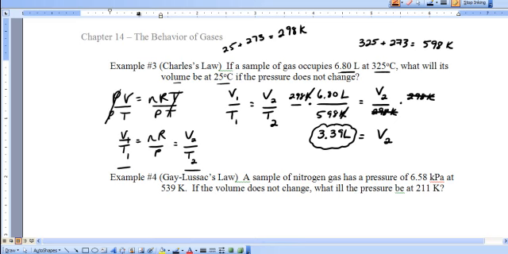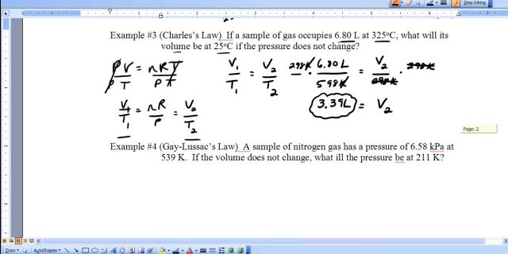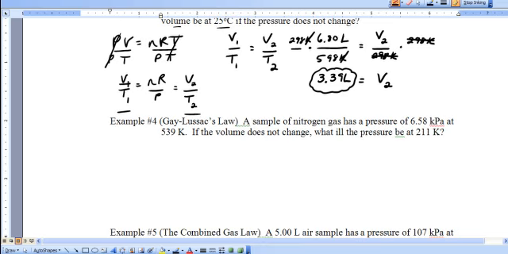Now let's go ahead and try another example. We have Gay-Lussac's law. A sample of nitrogen gas has a pressure of 6.58 kilopascals at 539 Kelvin. If the volume does not change, what will the pressure be at 211 Kelvin? So notice we are decreasing the Kelvin temperature, so therefore we expect the pressure to also decrease. Let's go ahead and calculate what that would be.